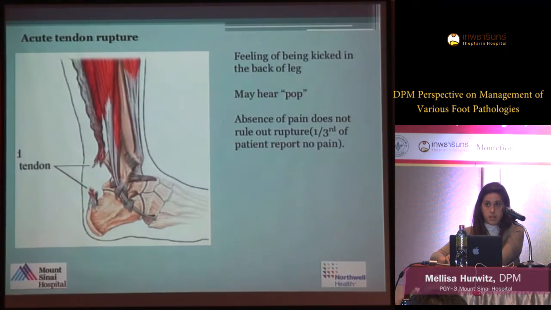For Achilles tendon rupture, or acute rupture, the patient will often present after playing basketball, tennis, or one of these sports that involve sudden pivoting on a foot with rapid acceleration. They often describe the feeling of getting kicked in the back of the leg. Sometimes they actually do hear a pop, and it doesn't necessarily have to be with pain. This could also happen without pain.